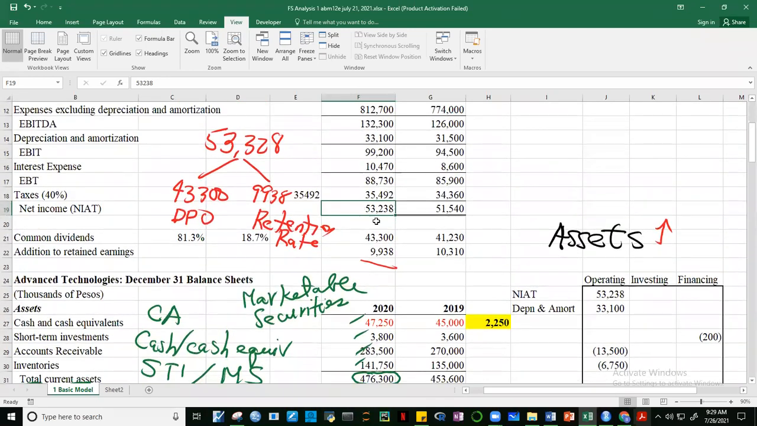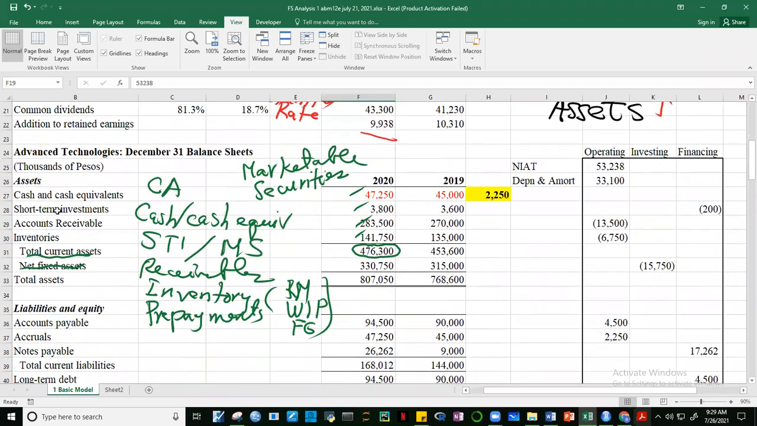So in order to convert this into cash flow, kailangan i-add back natin yung depreciation and amortization na binawas natin. Okay, so quickly now, ito yung investigate natin yung 2250. Short-term investment, there was an increase, therefore use of cash. Accounts receivable, nasa operating siya, nag-increase from 270 to 283,500, use of cash.